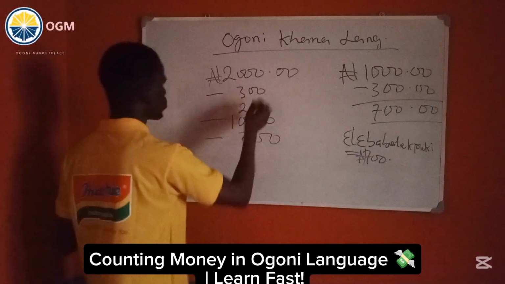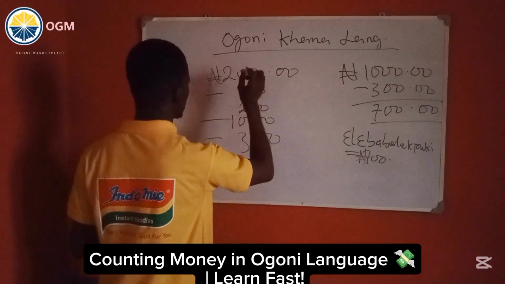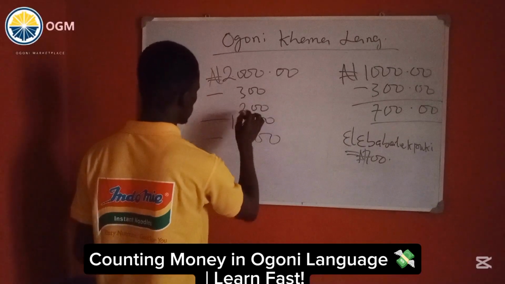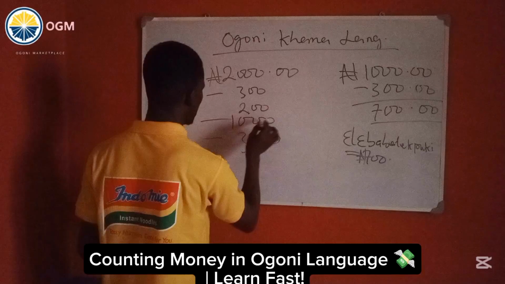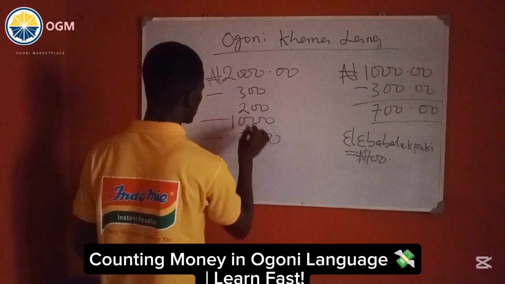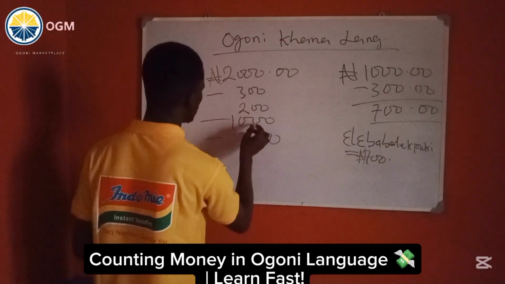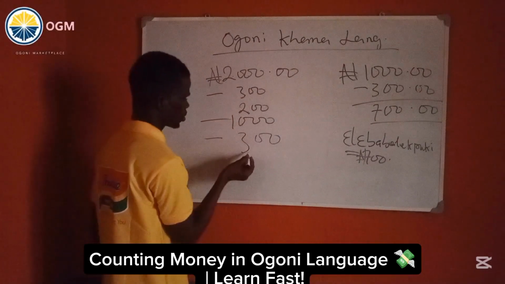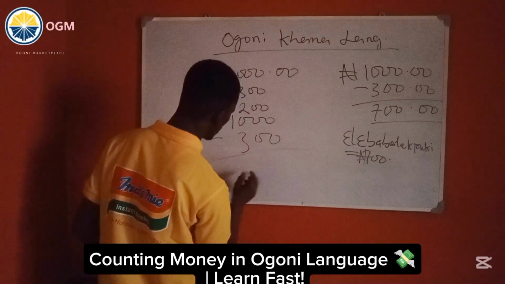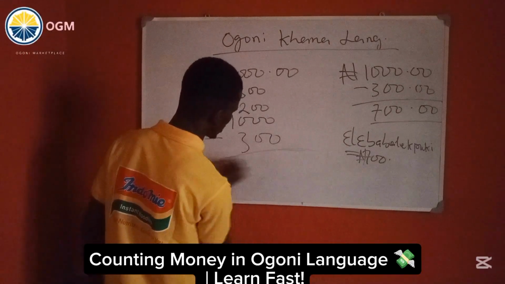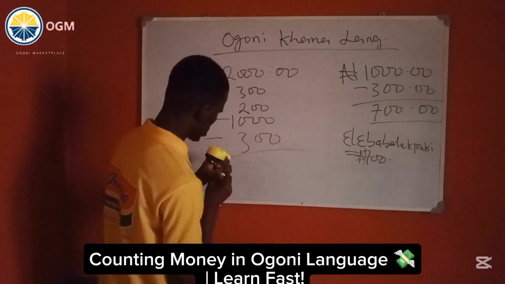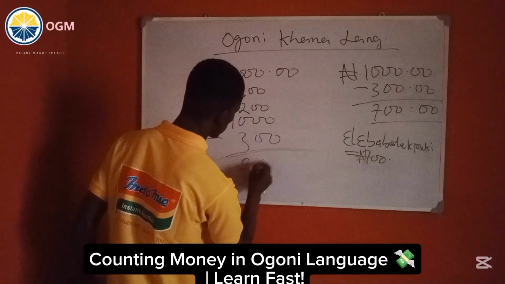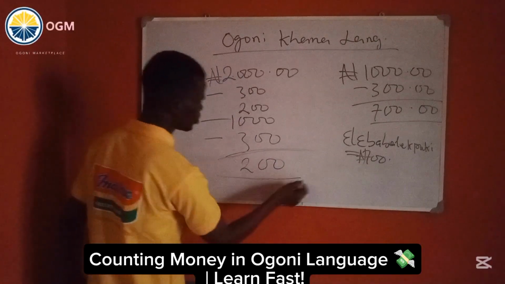So when you calculate all this, you see this 2,000 minus 300, this will be 17. 17 minus 2 will be 15, minus 1,000. Your change here will be 500, right? Minus 300. So your balance here will be 200 naira. That will be your balance.